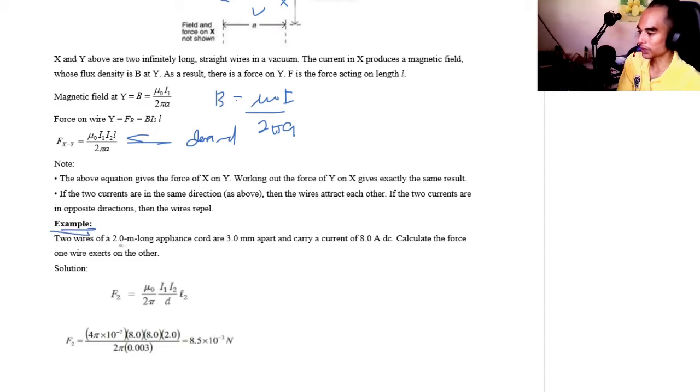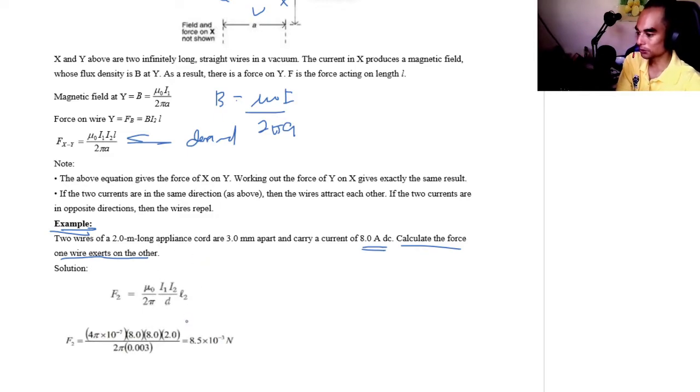Two wires of 2.0 meters long are 3 mm apart and carry a current of 8 ampere DC. Of course, I forgot to tell you, it must be DC. The current-carrying conductor must be in DC. Calculate the force one wire exerts on the other. So F equals μ0 I1 I2 over 2πL.